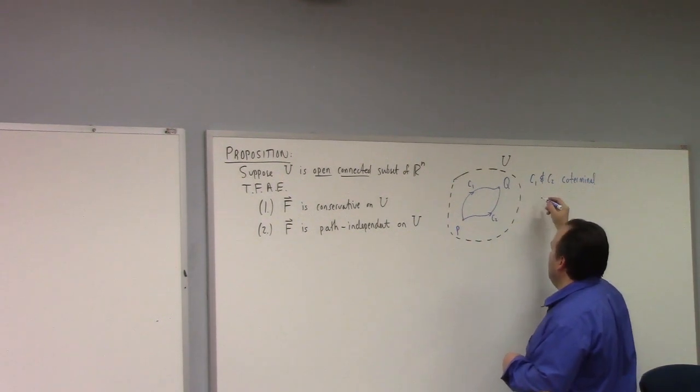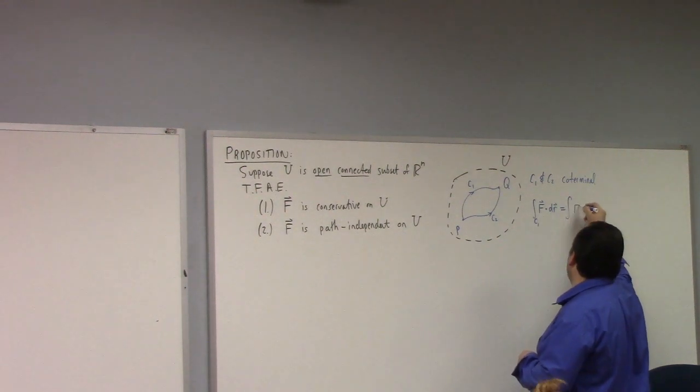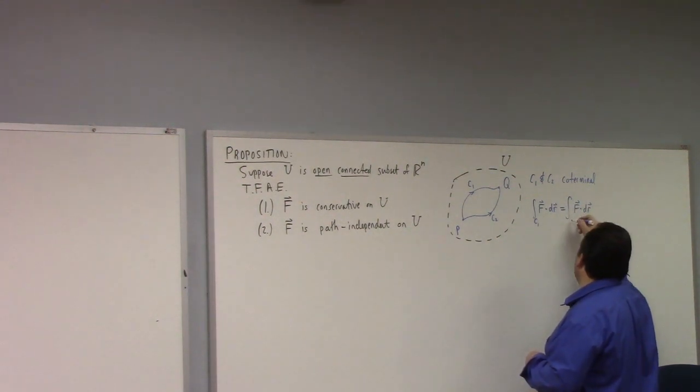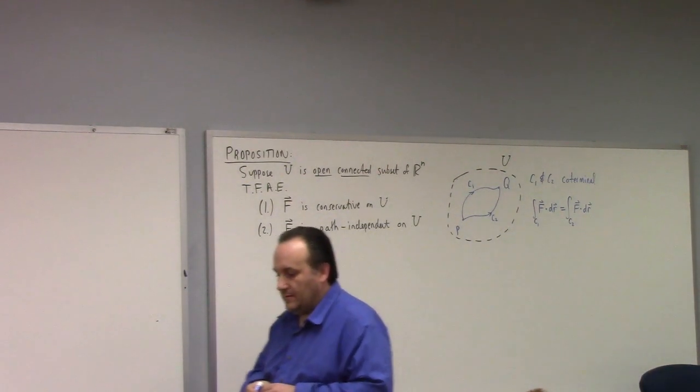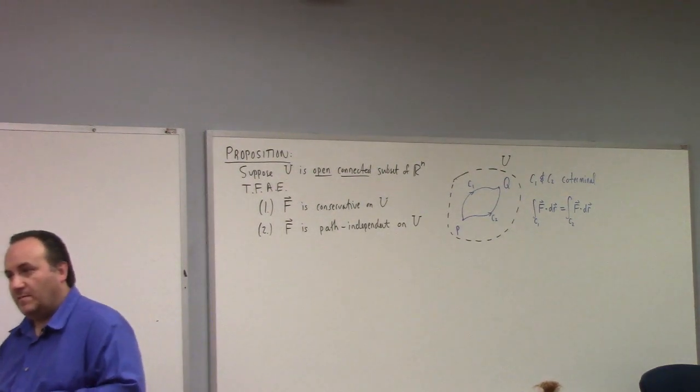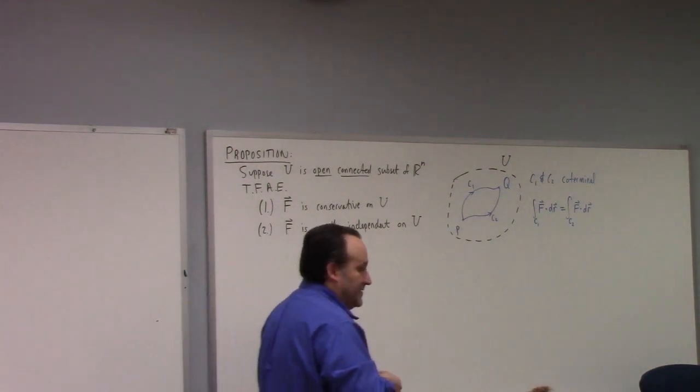Then path independence of f means that the integral of f along C1 dr is equal to the integral of f along C2. This is path independence. Not just for one pair of paths, but for all possible coterminal pairs in your open set. That's a lot of paths. But that's the concept of path independence: to calculate the work done from one point to another, it does not matter which path you take, you get the same work.